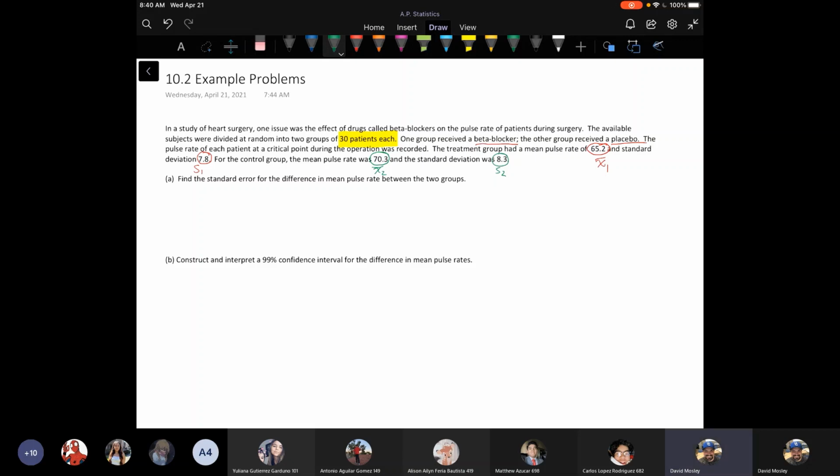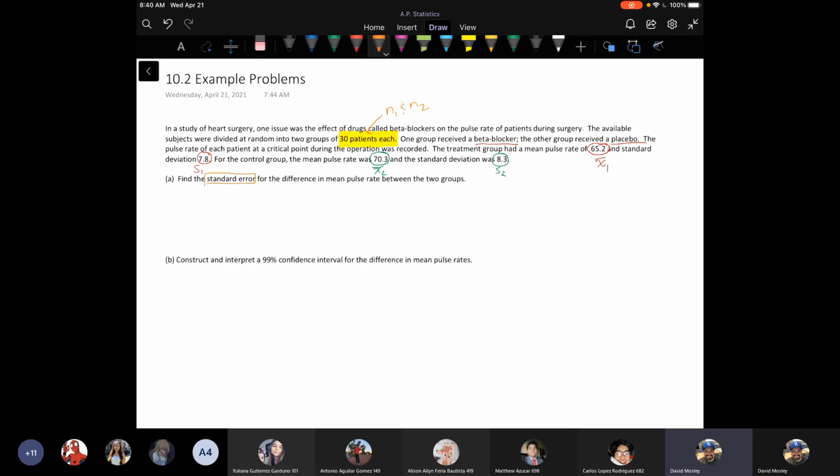Oh, sorry. All right. So we've got some things going on here. This 30 patients, that will be N1 and N2. So we've got all of our variables we're going to need identified from our context. The first thing we're asked to do here is find the standard error for the difference in mean pulse rate between the two groups.